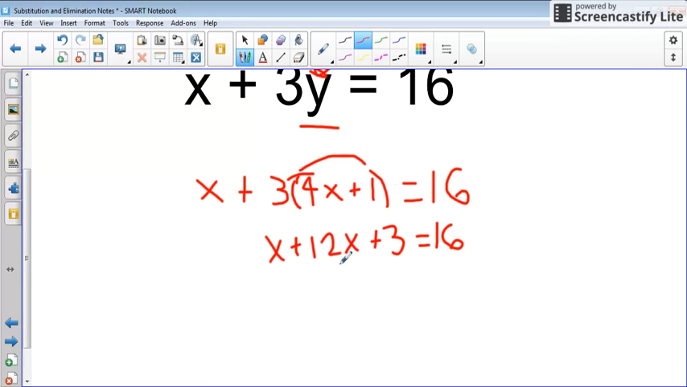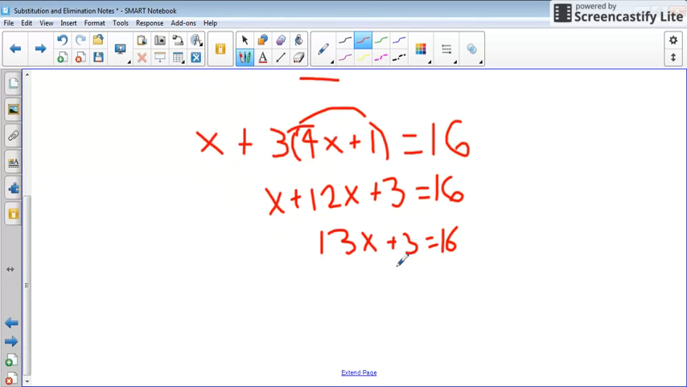And now I can do some things to solve this. I'm going to combine my x's to get 13x plus 3 equals 16. Now it's just a two-step, and I'm taking my good old time to solve this, but you could probably solve it faster. Subtract 3 from both sides. We'll get 13x is equal to, what's 16 minus 3? 13.